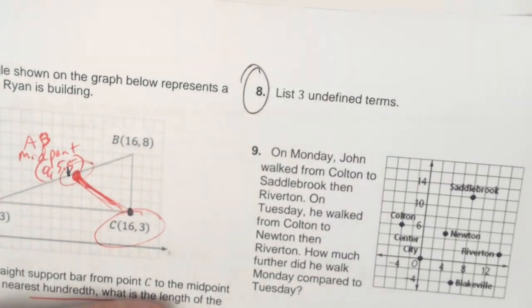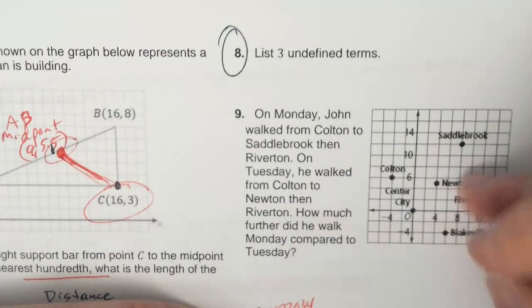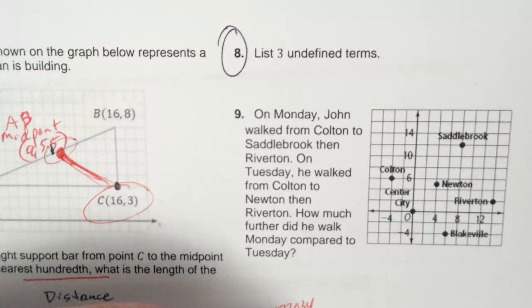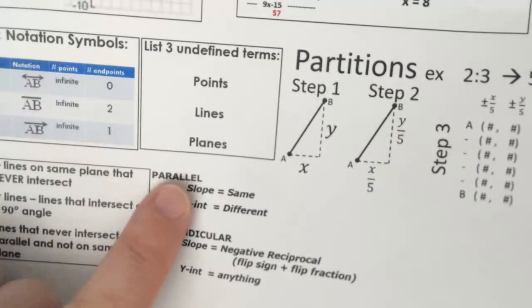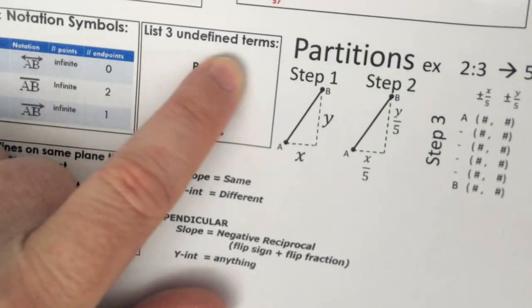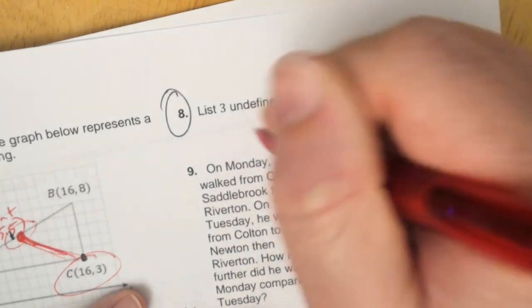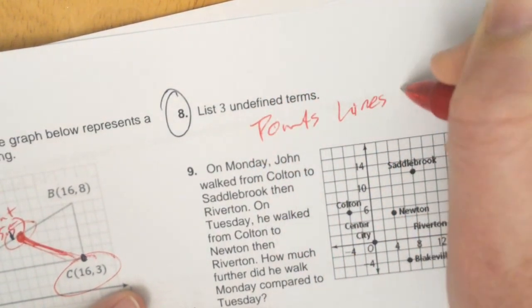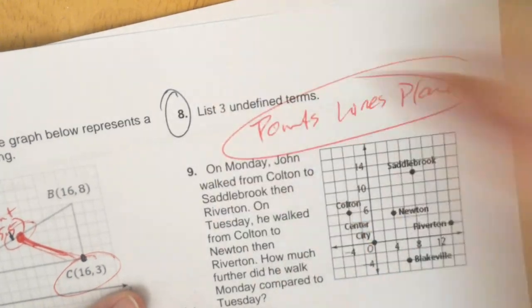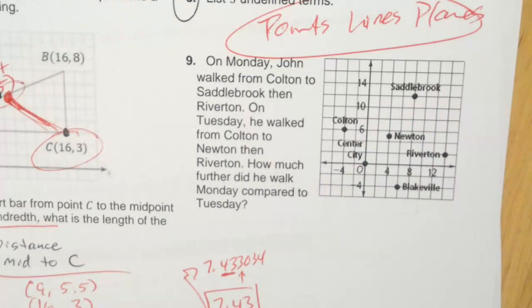Okay, number 8, which a lot of people forget. What are the undefined terms? This is super awesome and super important. And it's right here on your Hot Topics page. 3 undefined terms: points, lines, planes. That's your answer. Points, lines, planes. Super important. All right, number 9.